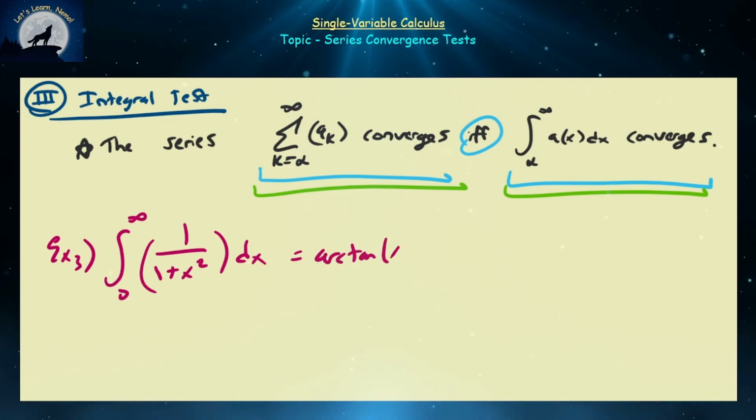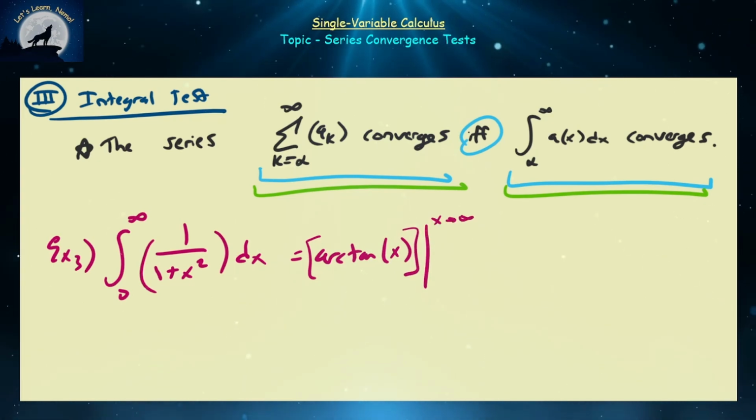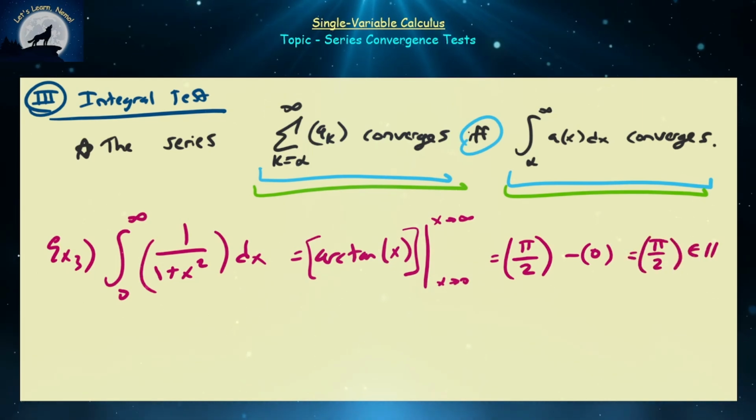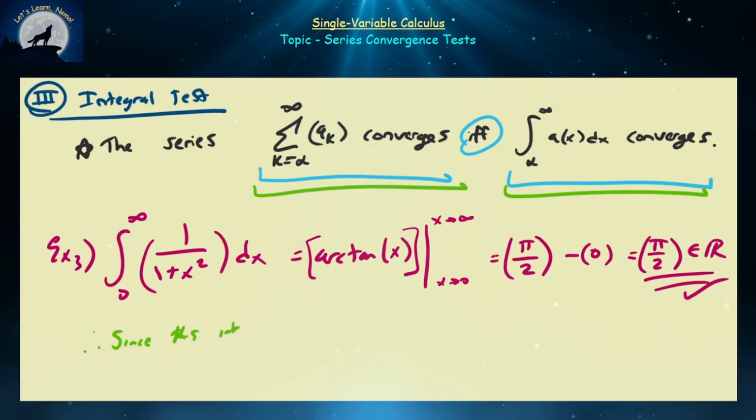This is a very famous integral that you might already know. That's going to be equal to the arctangent. And by the fundamental theorem of calculus for improper integrals, we need to send x to infinity and send x to 0 here. Pi over 2 will be the limit as x goes to infinity for arctangent. That's one of the horizontal asymptotes at positive infinity. And then subtract 0 because arctangent of 0 is 0, because tangent of 0 is equal to 0. That's obviously going to be equal to pi over 2, which is a real number, which means that this integral converges.